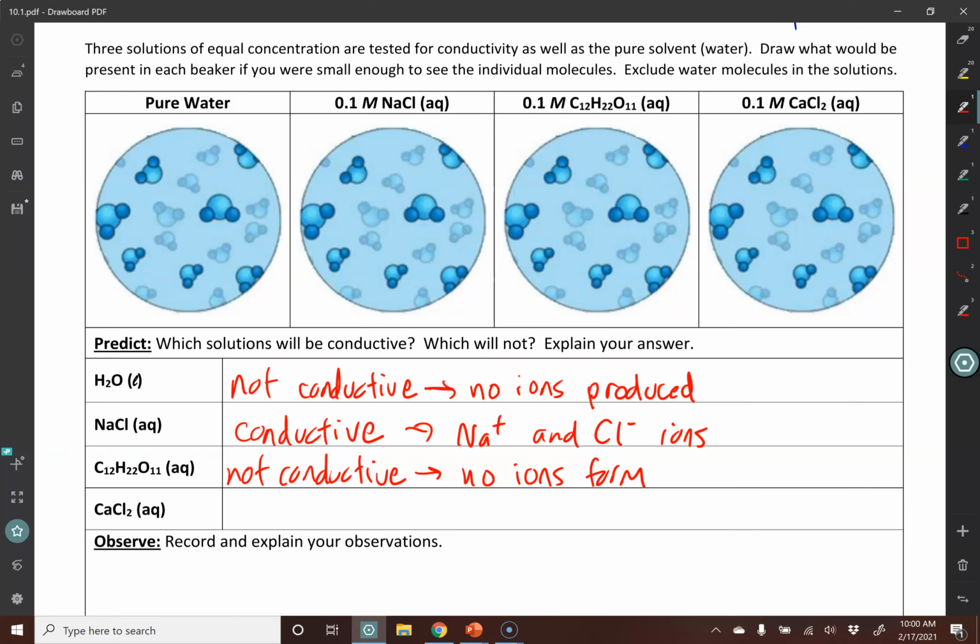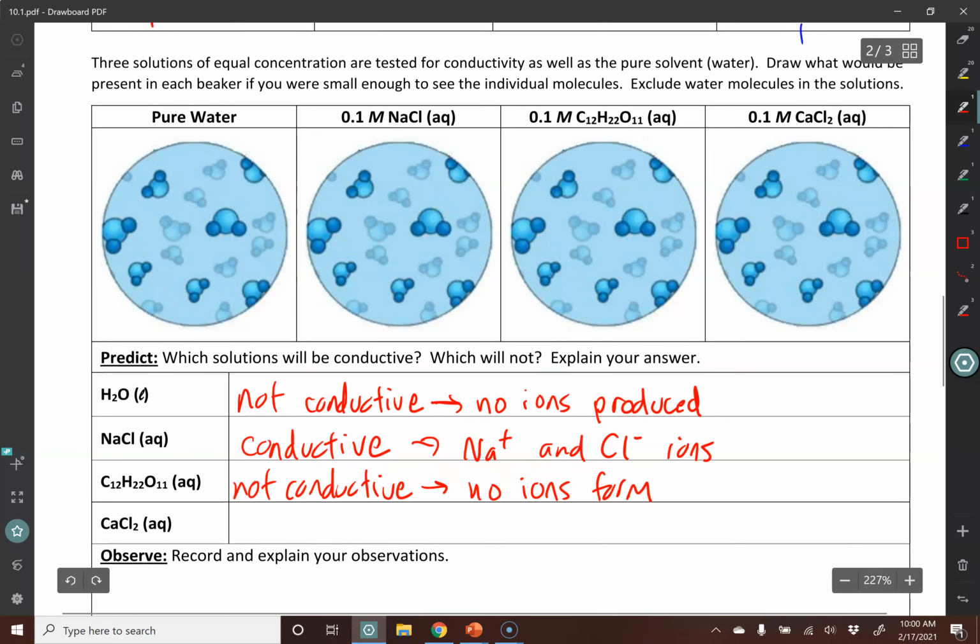And finally, calcium chloride. Yeah, you're probably thinking that one's conductive as well. We're going to make calcium and chloride ions. So if we go back and just kind of draw what we'd see.